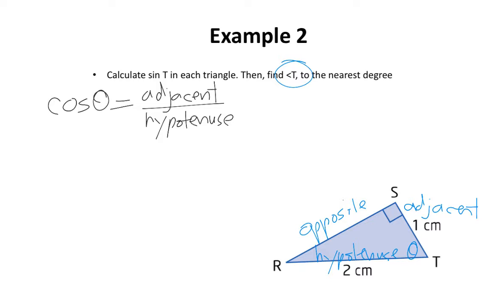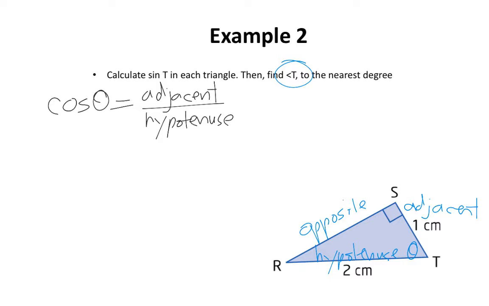Now, some of you might be asking me, why can't I use the other trigonometric ratios? Why can't I use the sine ratio or the tangent ratio? Well, you could. You just need to figure out those other pieces of information, either by figuring out the angles or by using the Pythagorean theorem.